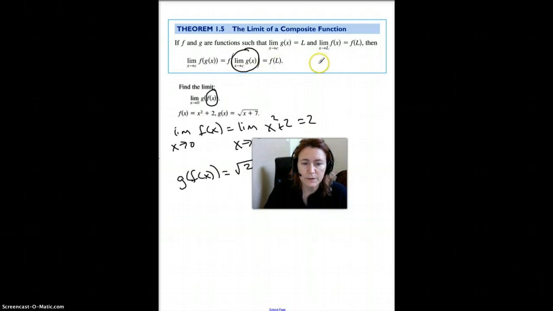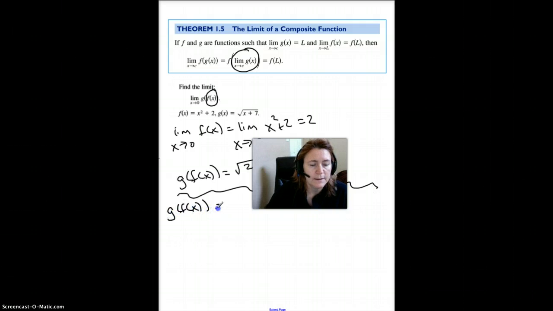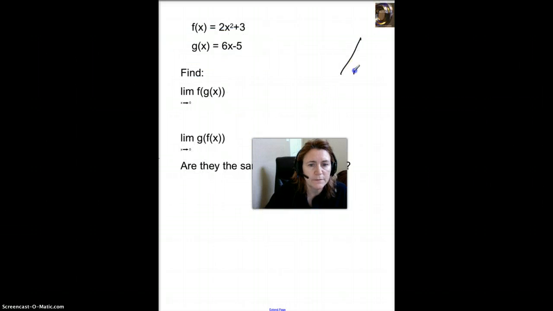Now, there is another way to do this. You can shove the equations into each other. G of f of x is equal to, g is the square root of x plus 7. Now, everywhere you have an x, you're going to put in f. So this is x squared plus 2 plus 7. You can do it this way, but this gets to be algebraically quite a bit of a mess. And then, of course, take your limit. All right, pause the video.